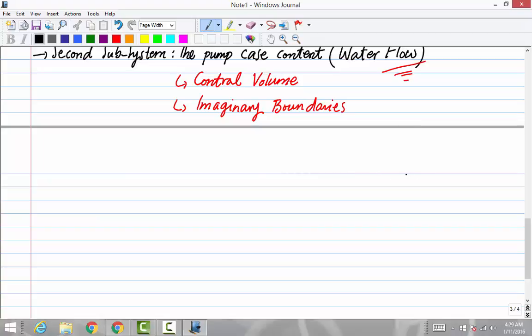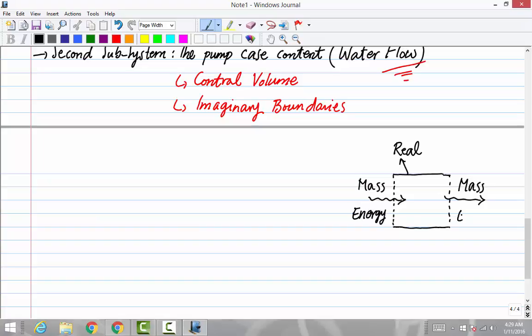So now I want to draw the system for you, right? These two straight lines are the case. So they're kind of real. It's like a metal case. And then I have these dashed lines which indicate my imaginary boundaries, right? So I have this inlet that is a combination of mass, and mass carries energy, right? And also in the outlet, I have this imaginary boundary that carries the mass going out and energy as well, right? And again, this system is the content of the pump case, which is just the water molecules.